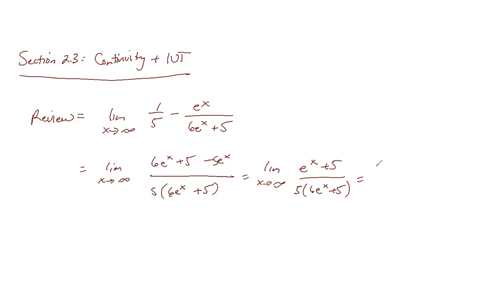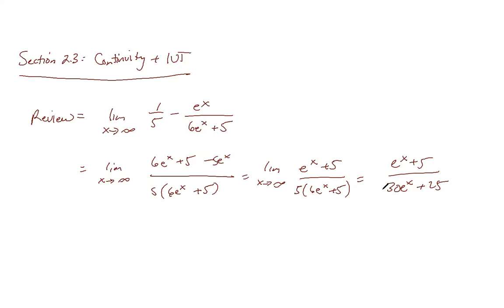Instead, I'm going to deal with it as if it's a rational function by dividing everything by the quote highest power. There isn't a highest power here, but there is an e to the x. So I'm going to divide everything by e to the x. Just before I do that, I want to multiply through this 5 here into the denominator. That's going to give us 30e to the x plus 25.